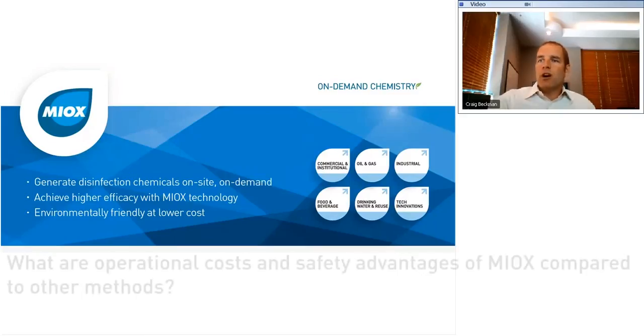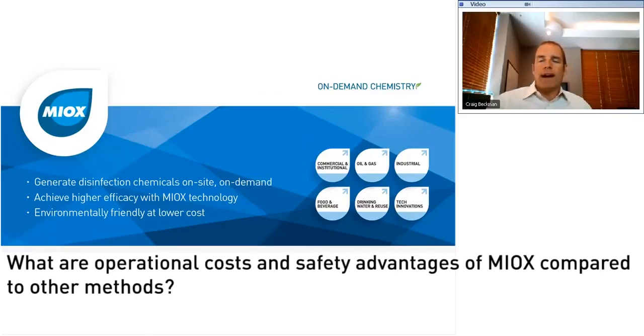Next question is operational costs and safety advantages of MIOX relative to other methods. I'll take the operational cost issue first. Depending on the application, whether we're looking at treating produced water from oil or gas exploration, or municipal wastewater, or municipal drinking water, all of them have alternate methods of disinfection, either multiple chemistries, UV, or ozone. So it's really very specific to what the application is and what the alternative is.